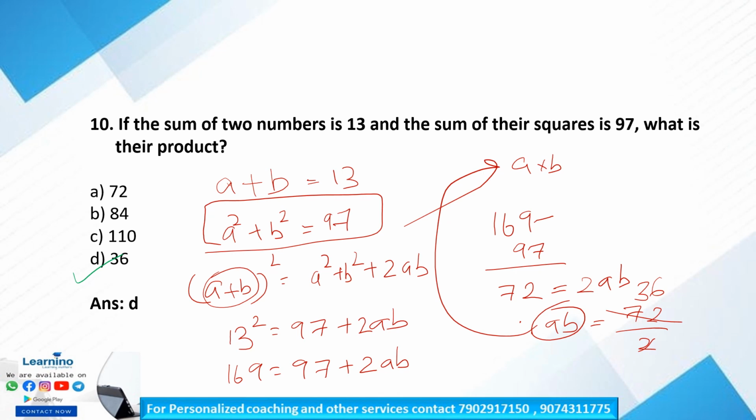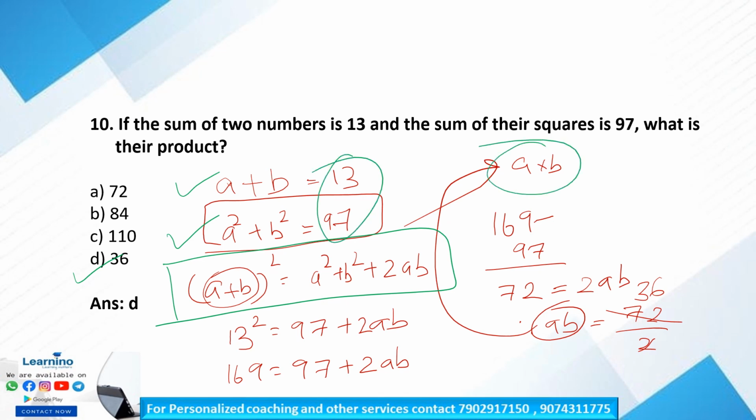Is it clear? In this question we have to know which formula has to be applied. We have A plus B and we have A square plus B square in the question. We have to find AB. These three are included only in this equation, that is (A plus B) whole square is equal to A square plus B square plus 2AB. So we substitute the values in this and we find the value of AB, the product of two numbers. So AB is equal to 36, option D.